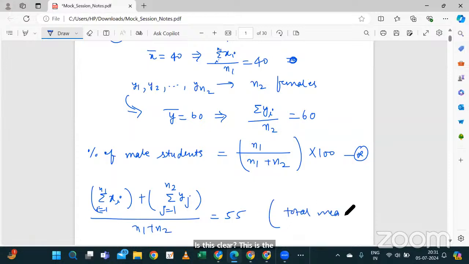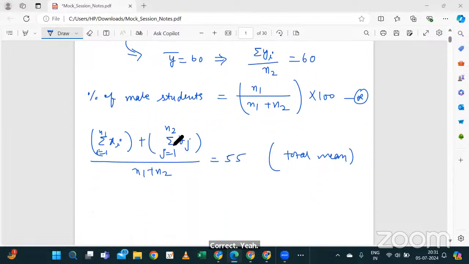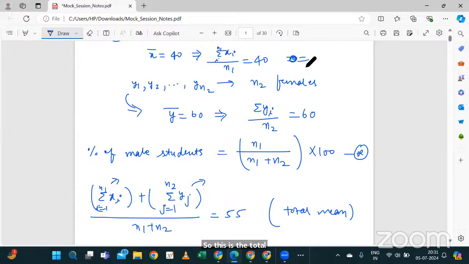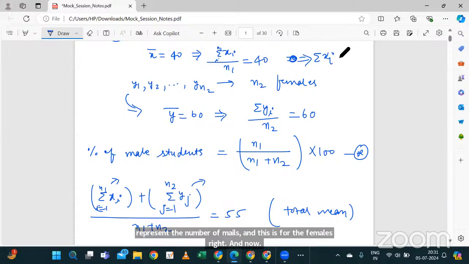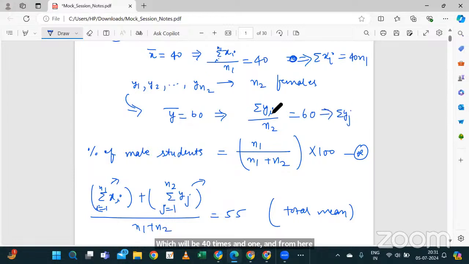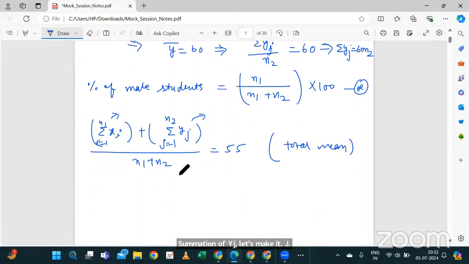Is this clear? This is the total mean that is given. Correct? Okay, fine. This n1 will represent the number of males and this n2 is for the females, right? And now from here you can calculate the summation of xi, which will be 40 times n1, and the summation of yj, which will be 60 times n2. So this part will be 40 times n1 and this part will be 60 times n2, divided by n1 plus n2, equal to 55.